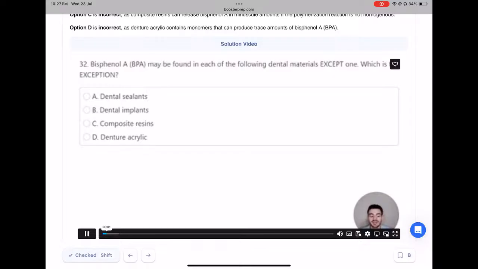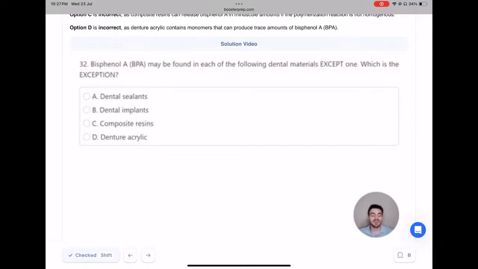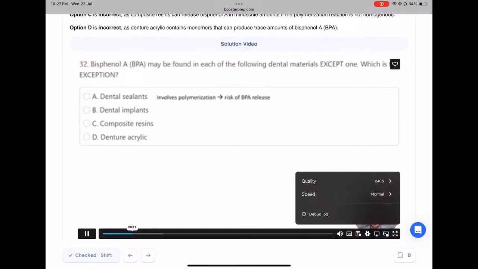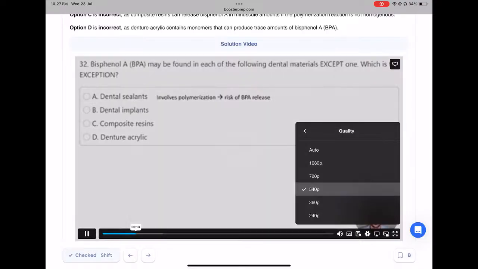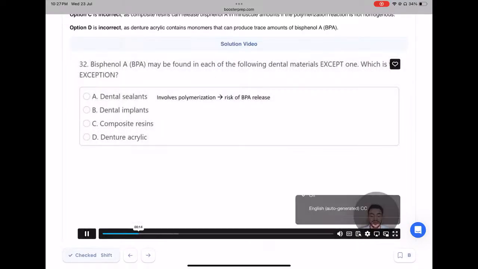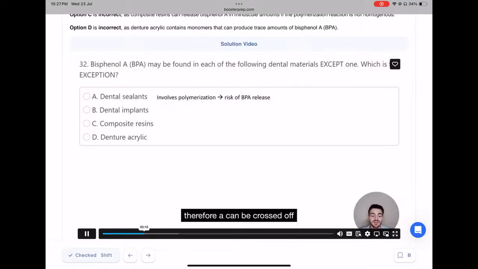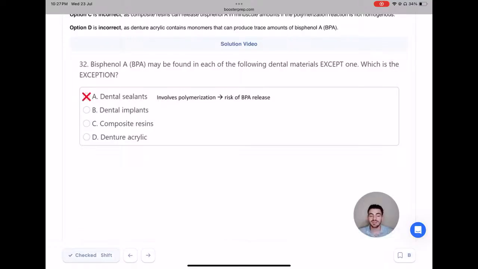Question 32 states, bisphenol A or BPA may be found in each of the following dental materials except one. Which is the exception? A, dental sealants. So dental sealants involve polymerization, and as such there's a risk of BPA release. Therefore, A can be crossed off the list.